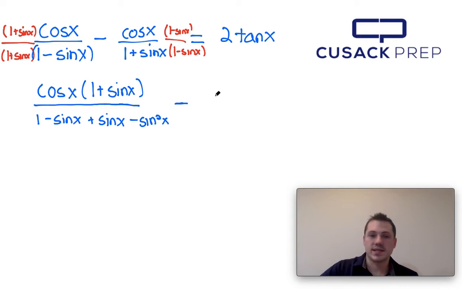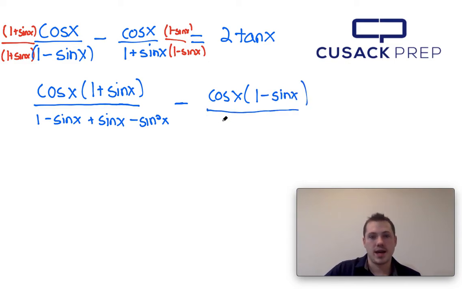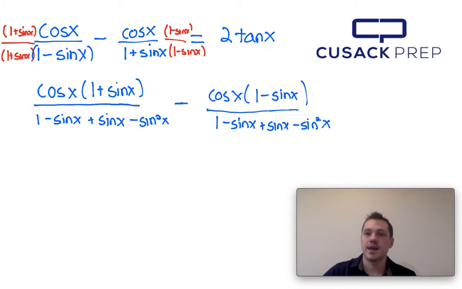And over here on this side, I'm again not going to FOIL, so I'm going to have cosine of x times 1 minus sine of x over, the same thing happens on the bottom, where I would have 1 minus sine of x plus sine of x minus sine squared of x. Now what I can see here is this minus sine of x and this plus sine of x cancel out, and the same thing happens here. So I have 1 minus sine squared of x in both of these denominators.